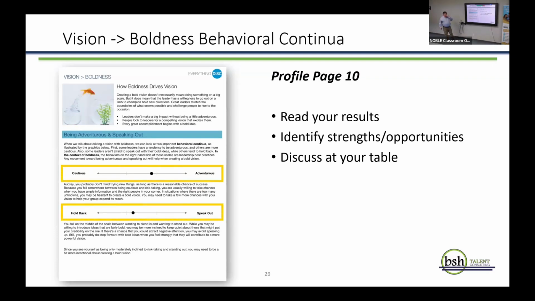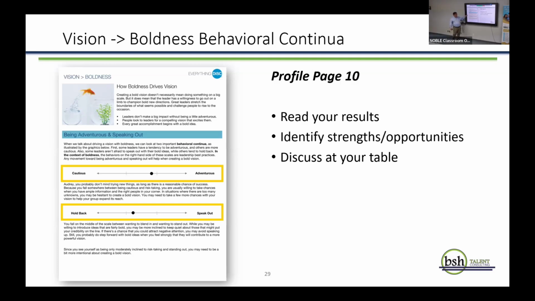All right, next we're gonna move to page 10. For this one, we have the two continuums here: cautious and adventurous, and holding back and speaking out. When we think about vision, these continuums are very specific to the topic. There are other times when being cautious is okay, and maybe even needed and preferred. But with vision, we're trying to be more adventurous and speak out, say this is a good idea, this is a stupid idea, whoever you're working with.